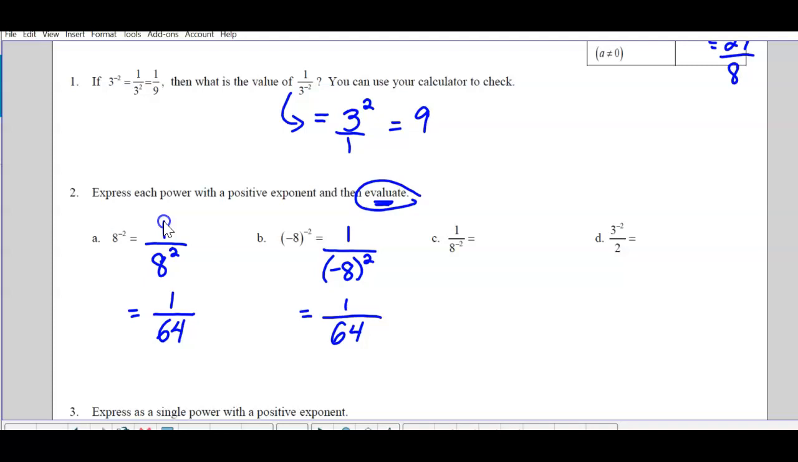So then 1 over 8 to the negative 2, that's like this one here. So the negative base is in the denominator. So now it has to go in the numerator. Okay. And we don't show the 1. Just evaluate. That's going to be 64. The 64 divided by 1 is the 64.